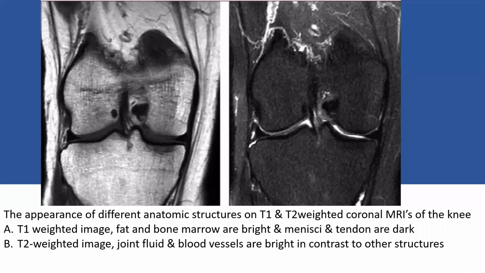Okay, let us take these cuts. In A, which is the one on the left, the appearance of different anatomic structures of T1 and T2 weighted coronal MRIs of the knee. A, which is the one on the left, is a T1 weighted image. Fat and bone marrow are bright, and menisci and tendon are dark. In T2 weighted, you see that the joint fluid, the blood vessels are bright. This is the way we can distinguish between the two.